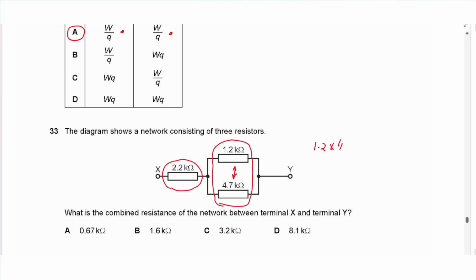1.2 times 4.7 over 1.2 plus 4.7, product over sum for the parallel connection, and then we add the series resistor 2.2, and the answers are in kilo ohms and the resistors are also in kilo ohms, so we do not need to convert. This will give an answer of 3.15593, which we can approximate to 3.2 kilo ohms, so the answer is C.